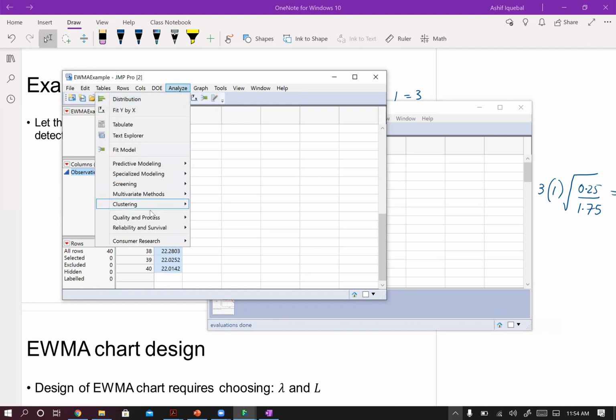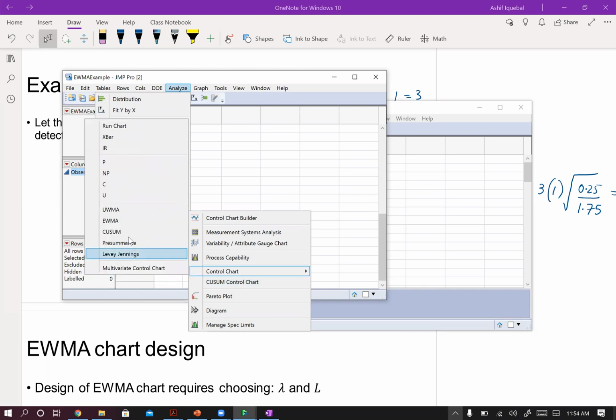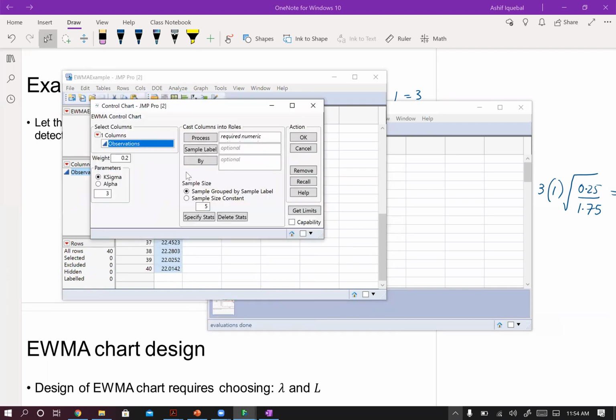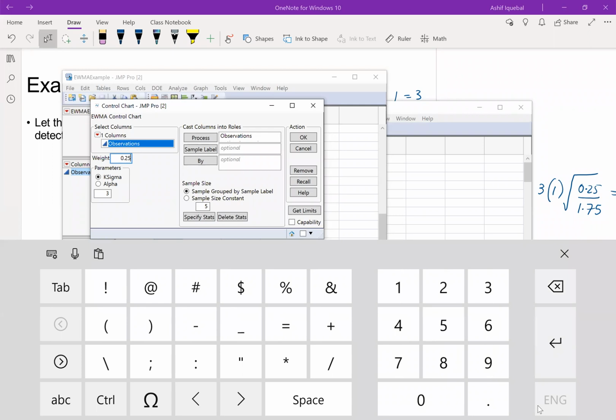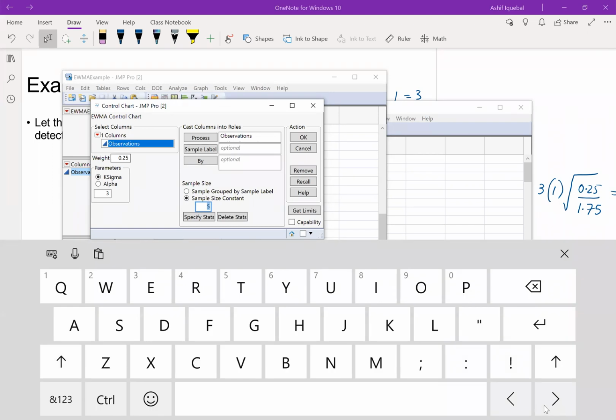So let's go to analyze, quality and process, control chart. Where is EWMA? Okay, it's here. So let's go to control chart and click on EWMA. Once you are here, select the process as your observations. Your weight, I provided as 0.25, so let's do 0.25 here. And K sigma is your L, so L is equal to 3. Now, you have to provide the sample size, which is 1 in this case.